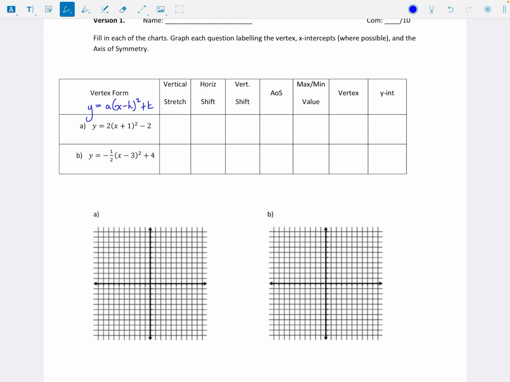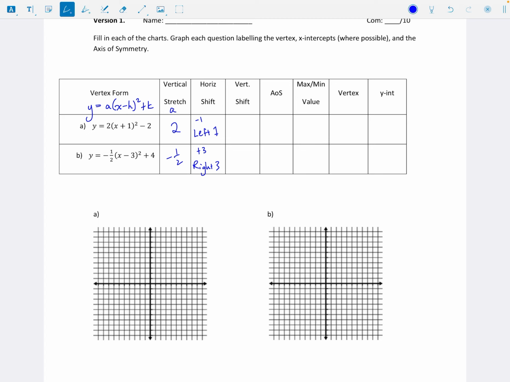Okay, the vertical stretch is the a value. So here it's 2. Here it's -0.5. The horizontal shift is the h value. Now remember, this is the opposite of what it says in the equation. So if it says +1, it's actually -1. So we write down left 1. Here we have a -3, so that means it's +3, which means it's right 3.